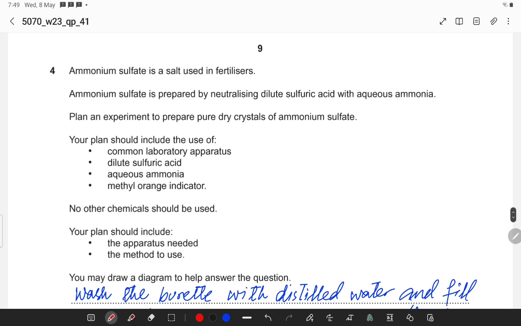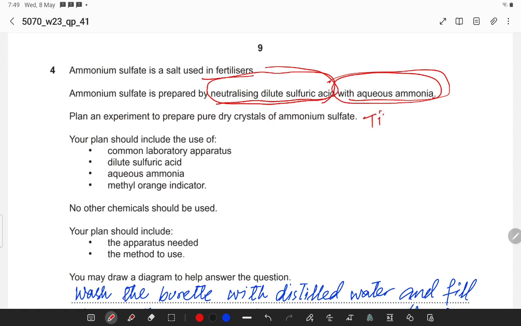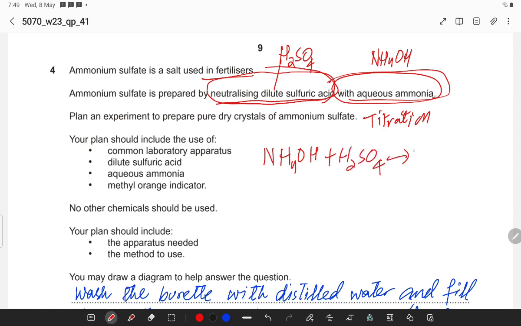Next question number 4. Ammonium sulfate is a salt used in fertilizers. Ammonium sulfate is prepared by neutralizing dilute sulfuric acid with aqueous ammonia. This is alkali and this is acid. So neutralizing sulfuric acid, the process of titration is used here. Aqueous ammonia, I have earlier discussed that aqueous ammonia formula is NH4OH and sulfuric acid H2SO4. We neutralize this reaction by using titration. NH4OH plus H2SO4 to form ammonium sulfate and water.